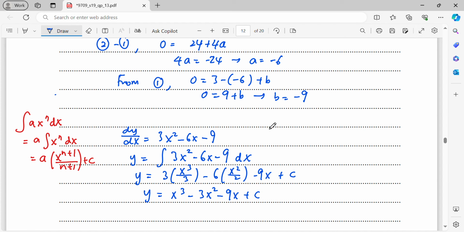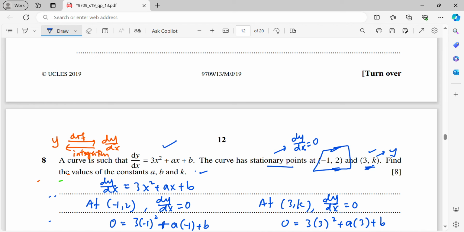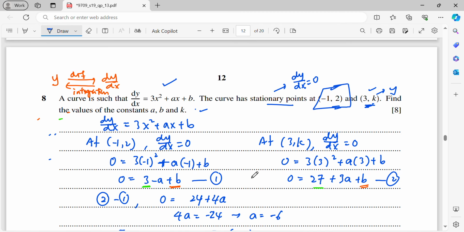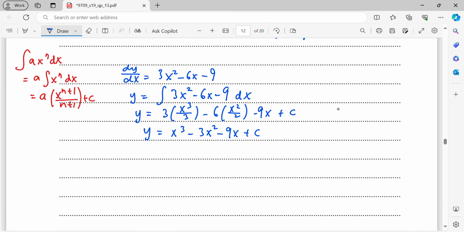So to get the c, I need the x and y values. Now look at the point. Okay, you need to find the k. So now, before I get the k, I will use these points first because I need to find the c. I should make sure there is no unknown. So here, at (minus 1, 2), that means your x is minus 1, then your y is 2.